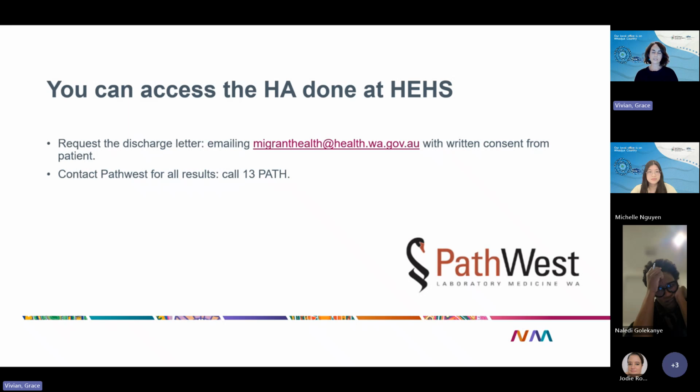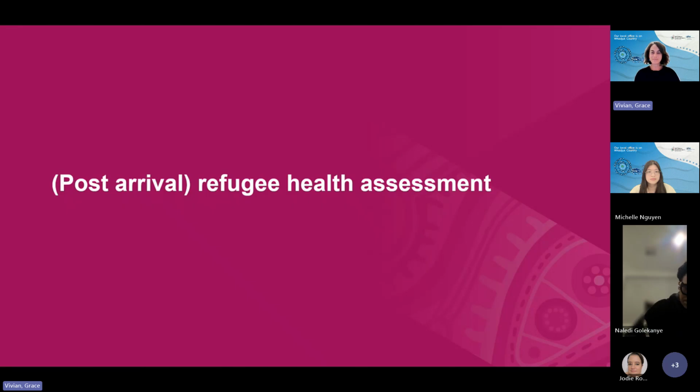So if you have a new patient and you determine that they have been to see us, by all means request that information. I think it would be really helpful for you. We just need written consent from the patient. And please be aware that all of our bloods are done at Path West. You can access all of those bloods as well, which can help avoid double up and so forth. Now let's move on to health assessments.